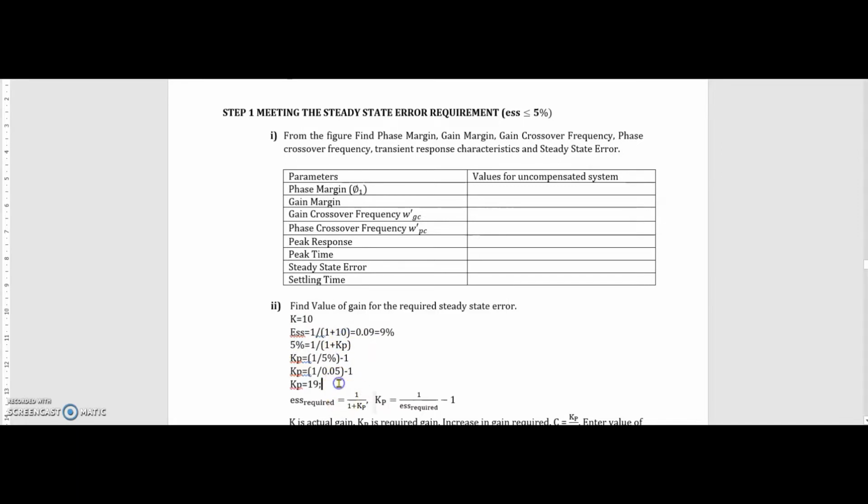That means we need to multiply some factor to the whole plant, and let us say that factor is C, or simply the factor is equal to 19 divided by 10. So if you multiply our open loop transfer function with this factor, then the gain of the system will become equal to 19 and the steady state error will become 5%.